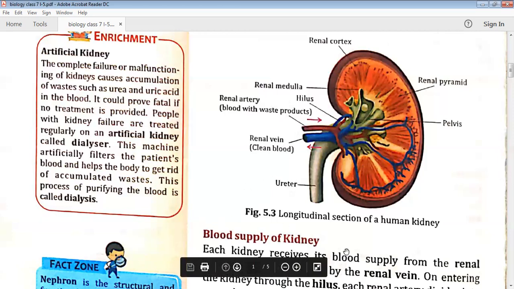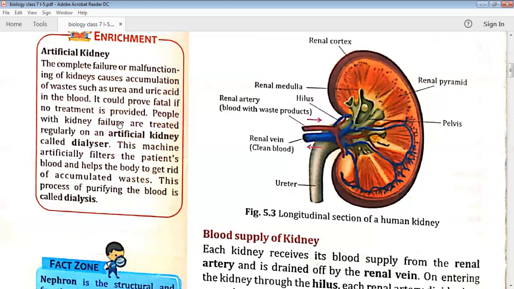Artificial kidney, as you can see here, it is written artificial kidney. Sometimes when the kidney does not function properly, the blood has to be purified artificially, which is known as dialysis, by a machine called a dialyser. Complete failure or malfunctioning of the kidney causes accumulation of waste such as urea and uric acid in the blood. It can prove fatal, means life threatening, if no treatment is provided.